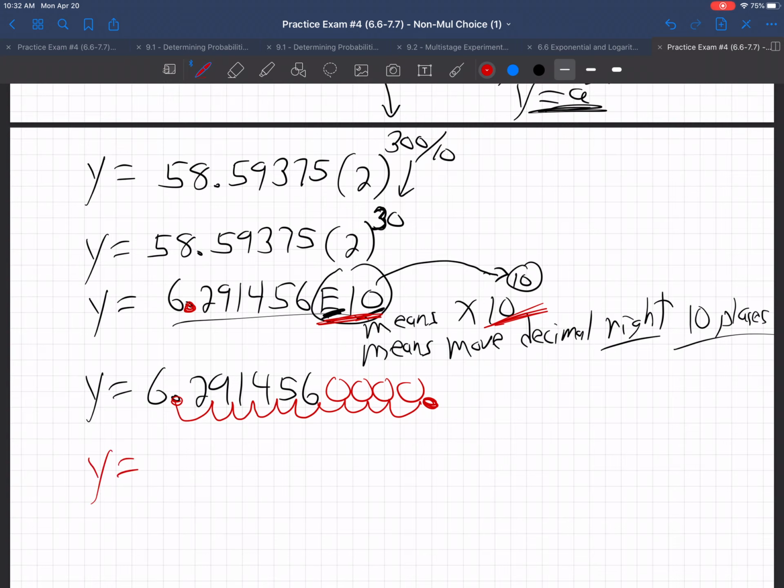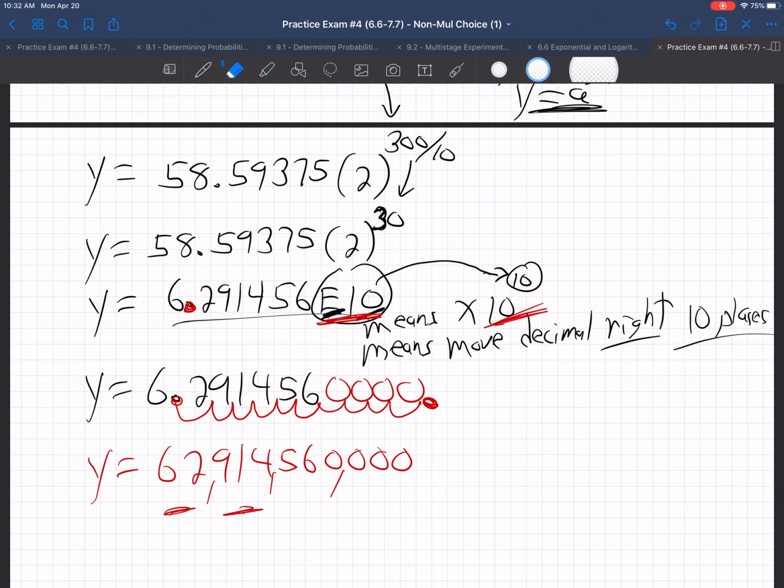So there's the actual population, 62,914,560,000. That's a crazy big number. This is million, so this is billion. That's the population of the bacteria after 5 hours. That population is exploding. That's almost 63 billion. And that's just 5 hours later.